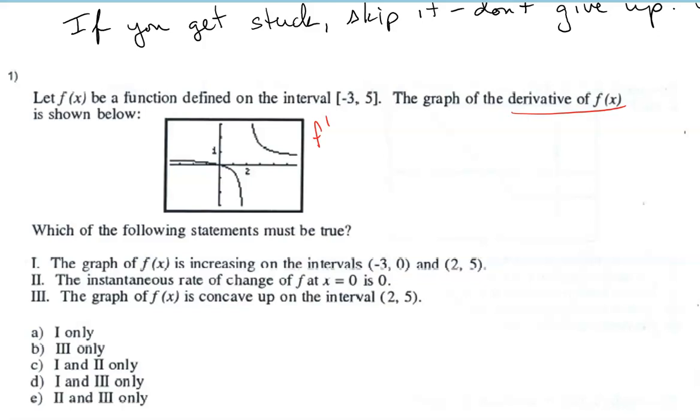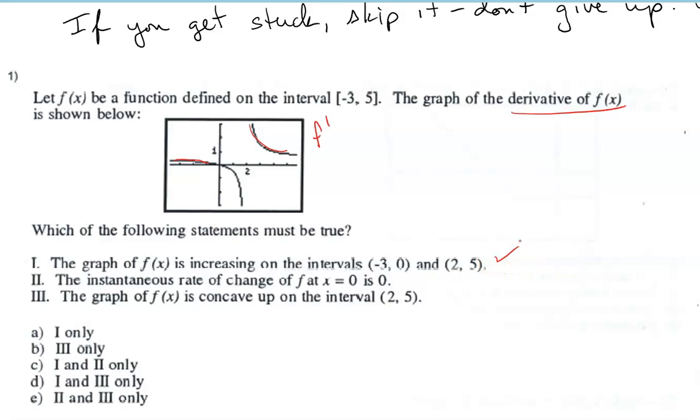First of all, the graph of f is increasing on these intervals. Well, according to that chart, in order for f to be increasing, then f prime needs to be positive. So is f prime, the graph we're looking at, positive from -3 to 0 and from 2 to 5? All right, so from -3 to 0 right here, and from 2 to 5, yes, the function is positive on both of those intervals, so this one is true.